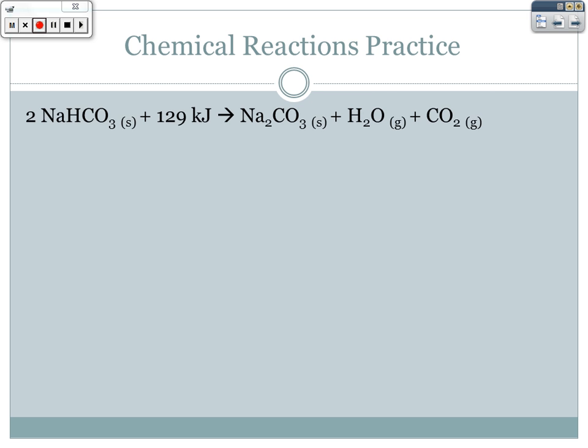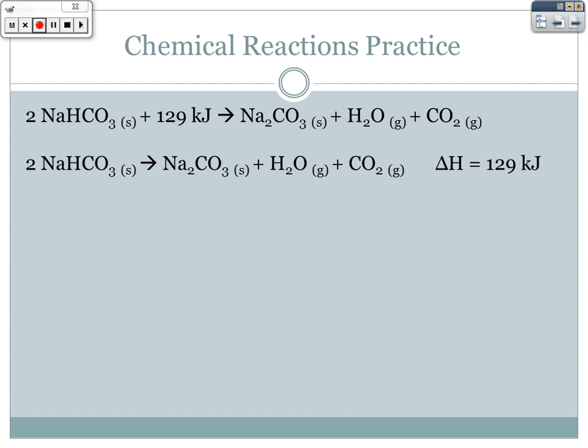So let's practice. If you've been given this equation, 2 sodium hydrogen carbonate plus a certain amount of energy making sodium carbonate plus water plus carbon dioxide, you could also write this as 2 sodium hydrogen carbonate making sodium carbonate plus water plus carbon dioxide having a delta H of 129 kilojoules, meaning it's an endothermic reaction.